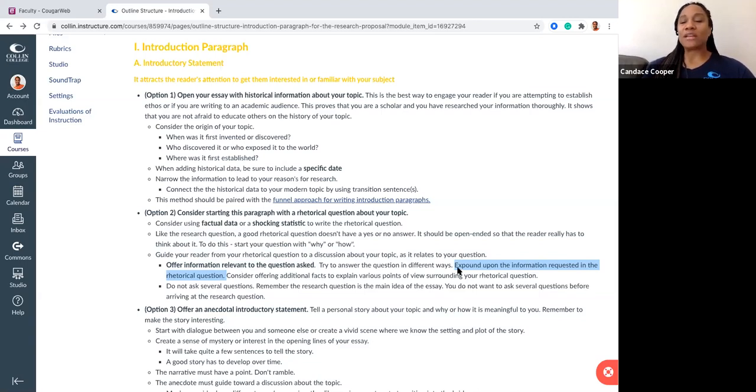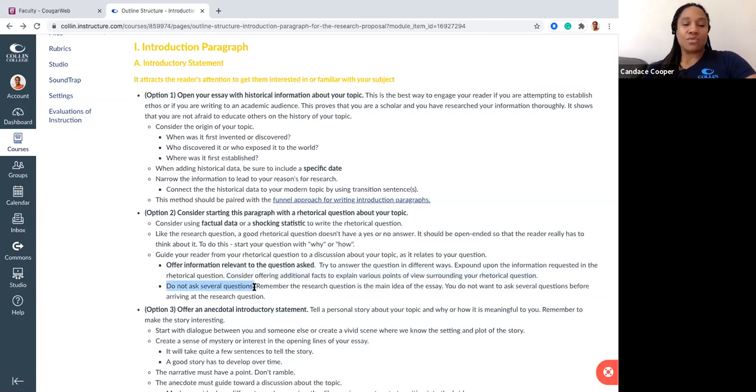So then what I do after that is I would try to explain it in some sort of way. Maybe I would talk about how he went to the lake and was swimming with his family, and how he started complaining of headaches, and how he died within days of going swimming, and maybe talk about that process. And so what you could do is consider offering additional facts to explain various points of view surrounding your rhetorical question. So maybe you can talk about how that bacteria ends up there. Maybe someone polluted the water. I don't know. I would have to know more about that topic in order to be able to explain it logically. So you would want to offer those facts.